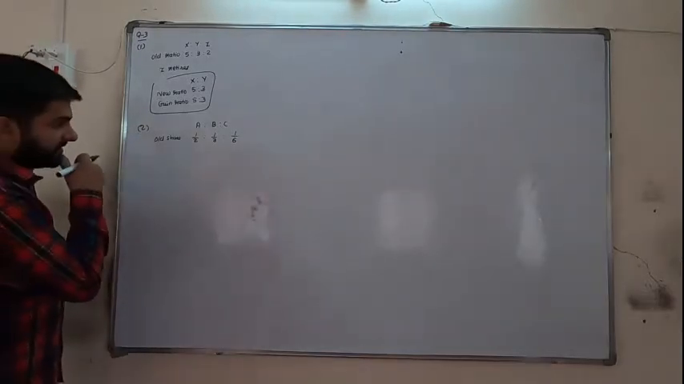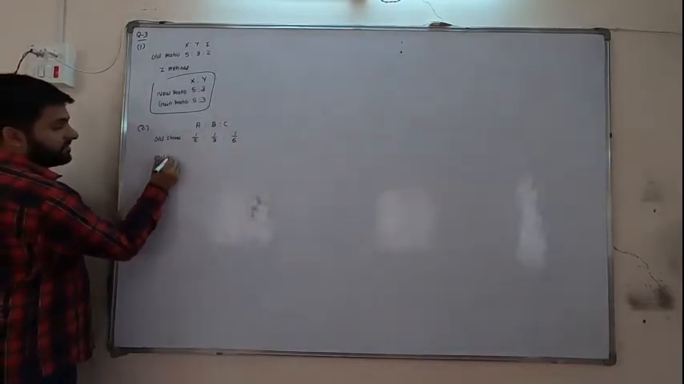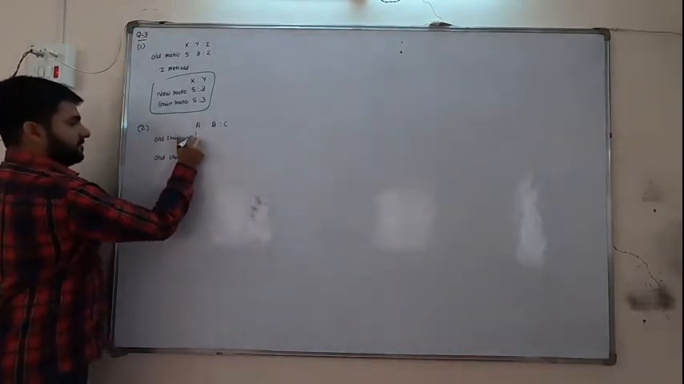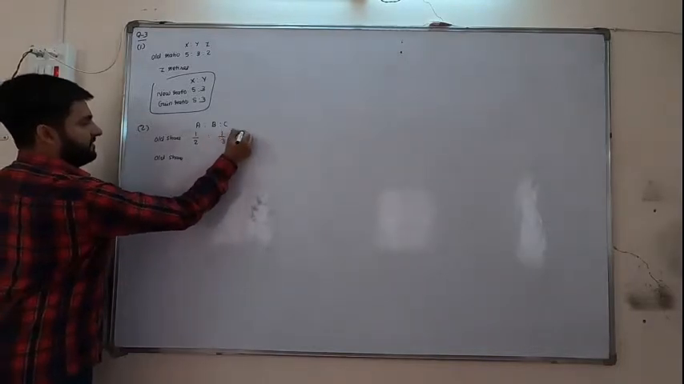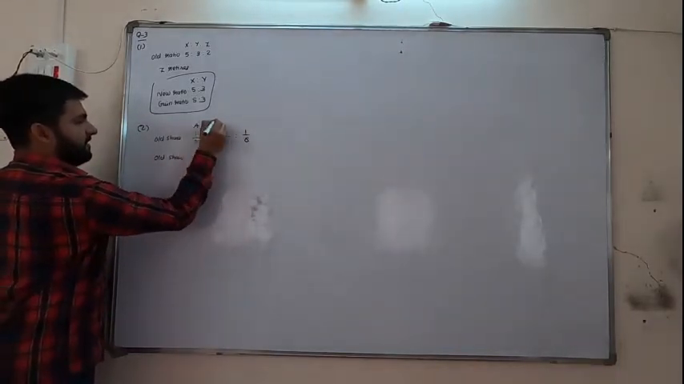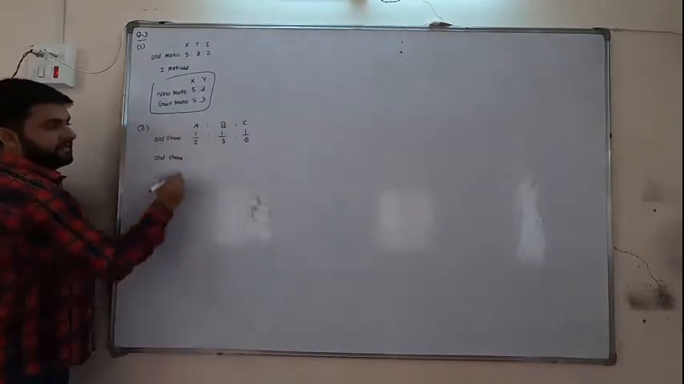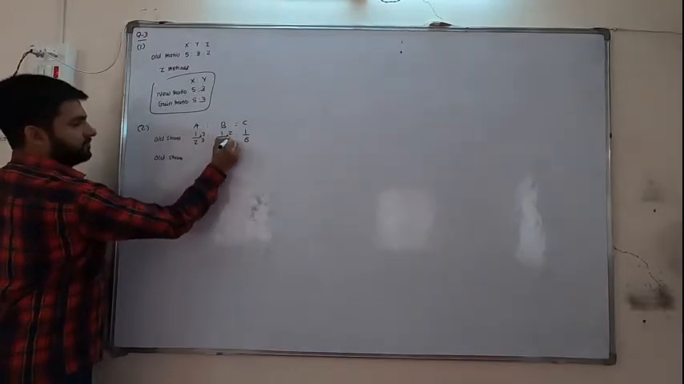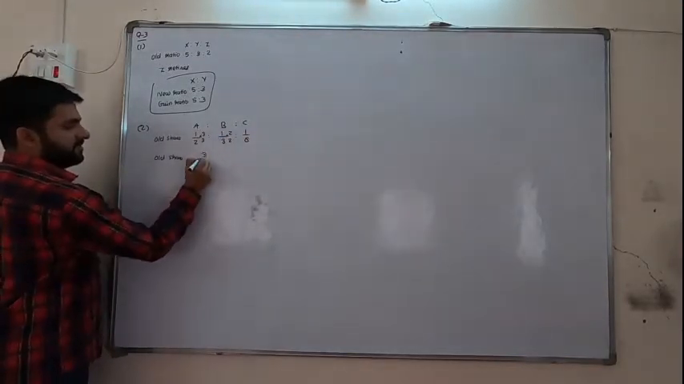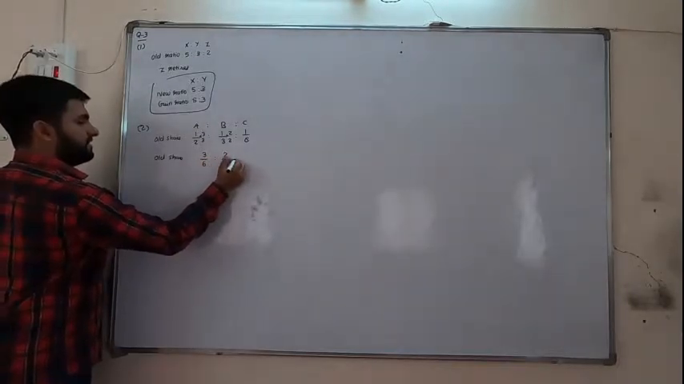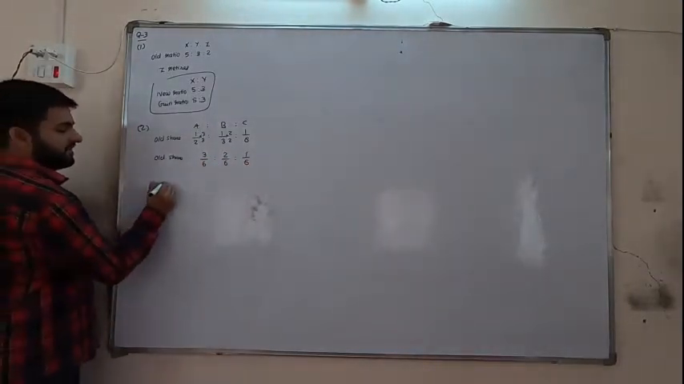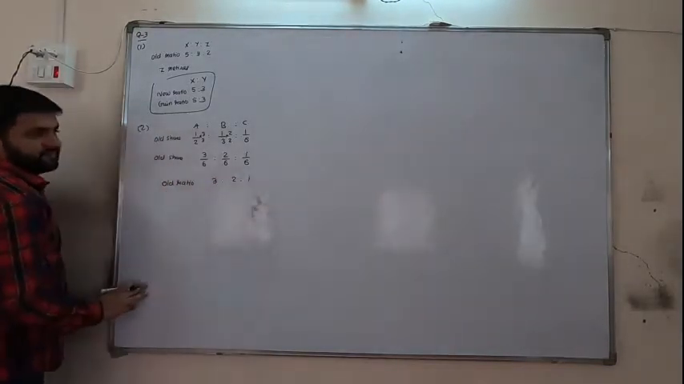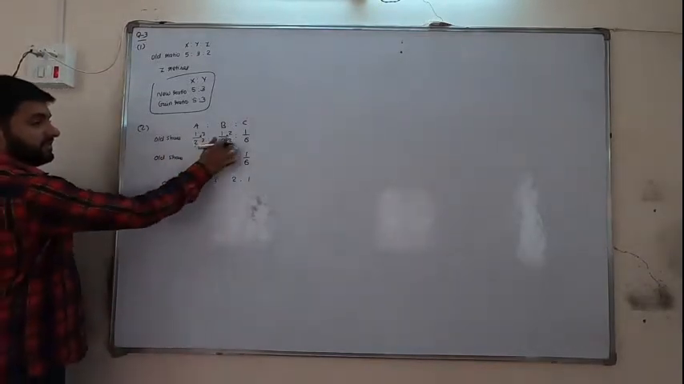Now friends, first from this we have to ascertain the old shares with equal denominators. So here we will multiply 1 by 2, 1 by 3, 1 by 6, A, B, C. Here we will multiply by 3, here we will multiply by 2, and here we will not multiply. So it will be 3 by 6, 2 by 6 and 1 by 6. Now the denominators are equal. So the old ratio between A, B and C is 3:2:1.